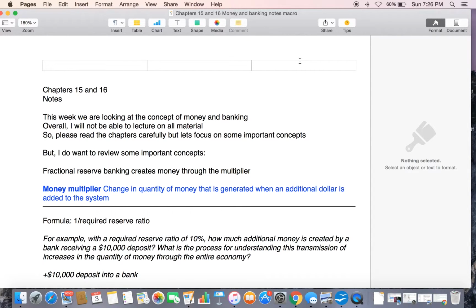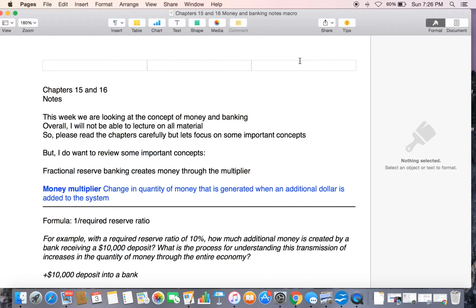Welcome to week 11. This week we're going to be taking a look at chapters 15 and 16. Chapter 15 is more self-explanatory than chapter 16, so I'm going to be focusing most of my discussion on the material in chapter 16, which looks at monetary policy.